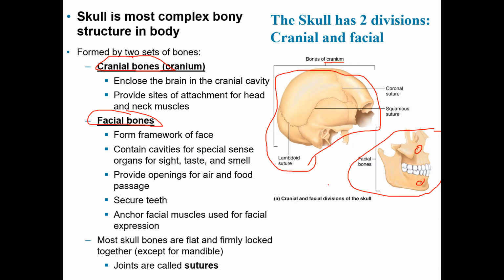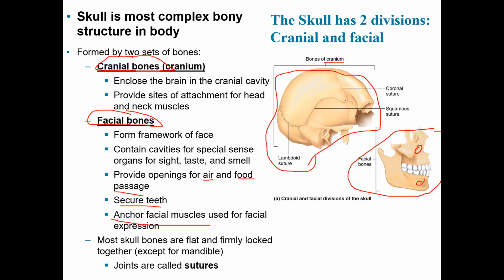In a minute, we're going to talk about how to name all these openings that we can recognize on the bones of the skull and facial bones as well. Facial bones contain cavities for special sense organs for sight, taste, and smell, and provide openings for air and food passage, so this is very important. They secure teeth, as we will see, and also anchor facial muscles used for facial expressions.